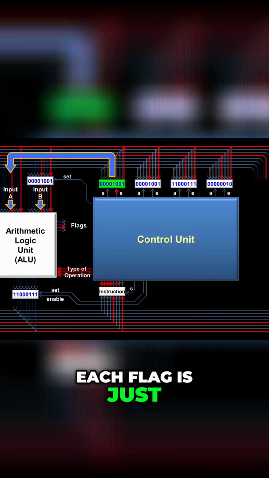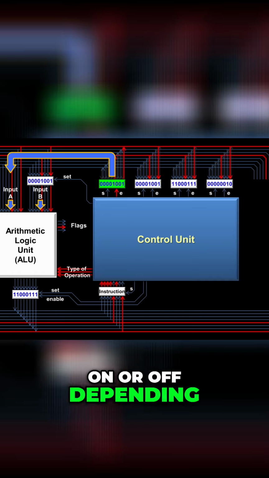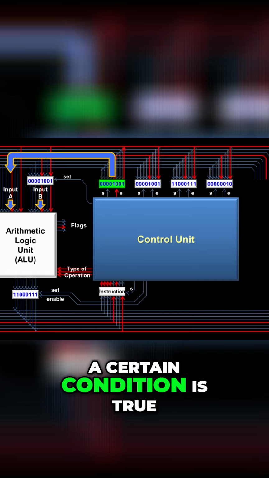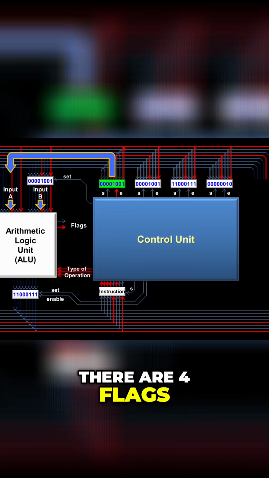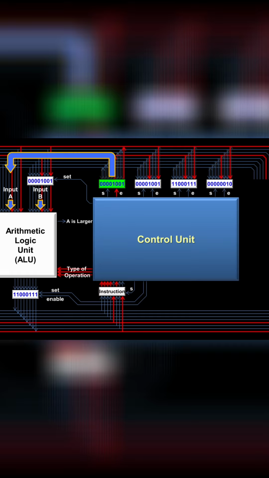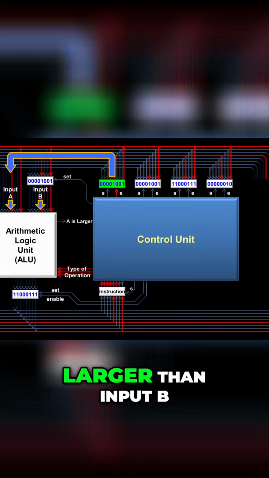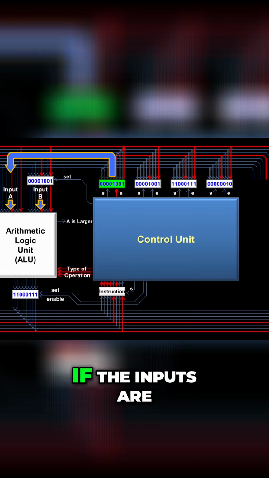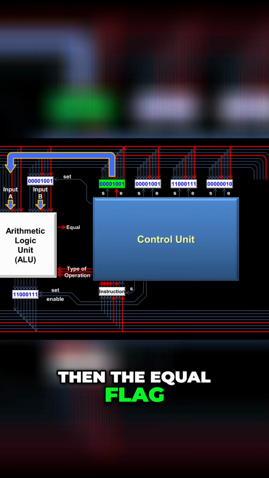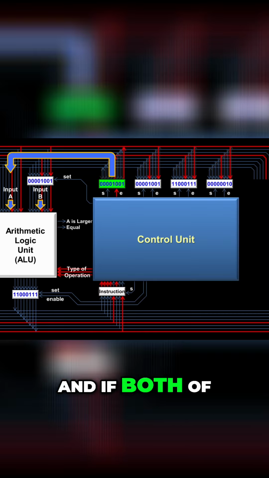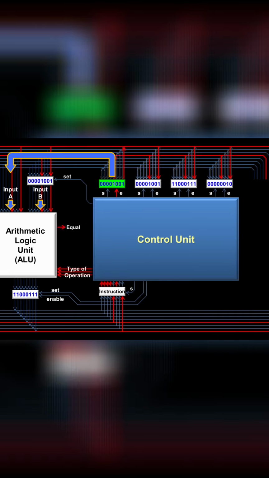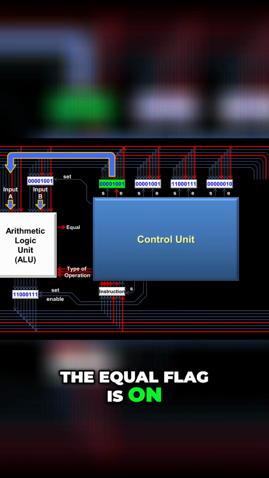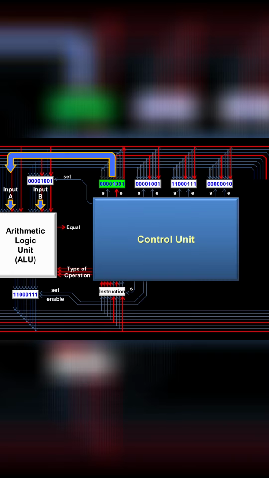Each flag is just a wire that turns on or off depending upon whether or not a certain condition is true. Inside the Scott CPU, there are 4 flags, and we'll look at 2 of them now. The A is larger flag will turn on if input A is larger than input B. If the inputs are the same, then the equal flag turns on, and if both of these flags are off, that means input B is larger. But in this case, the equal flag is on, so that means both inputs are the same.